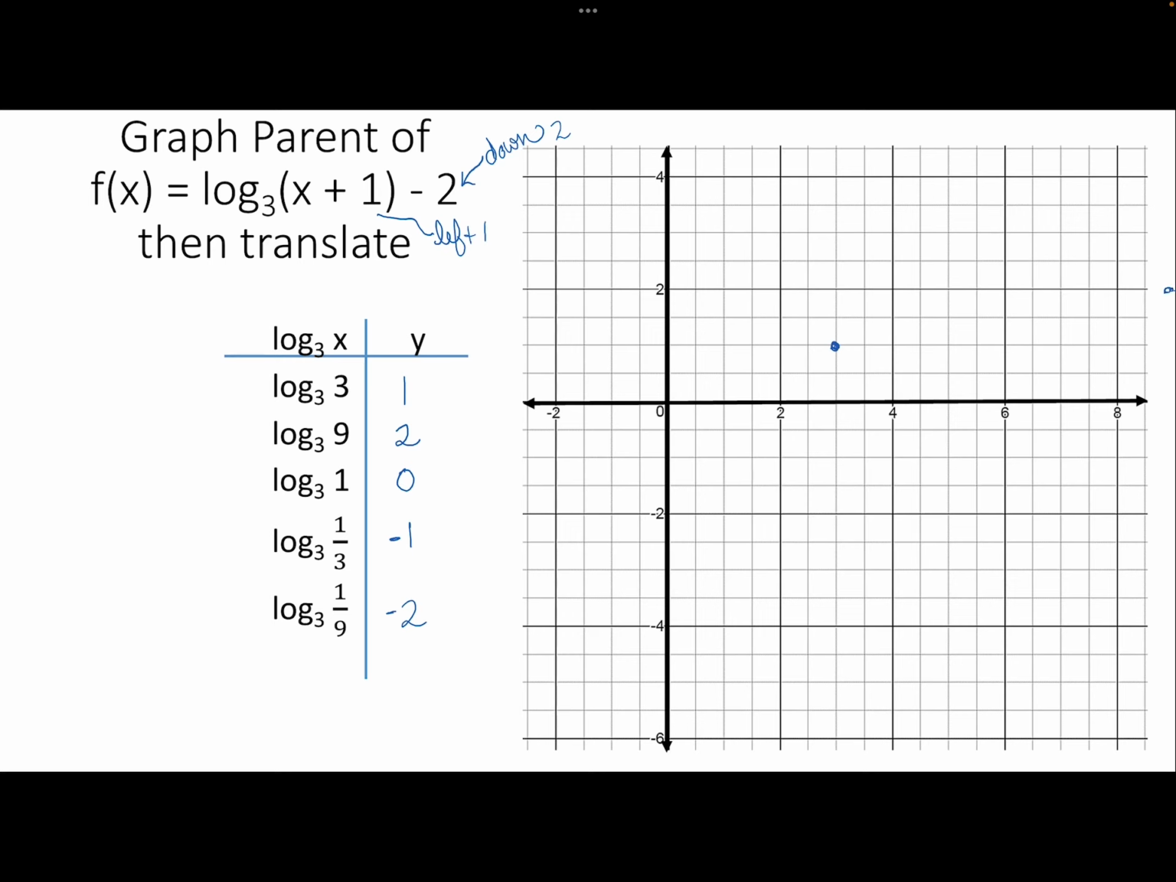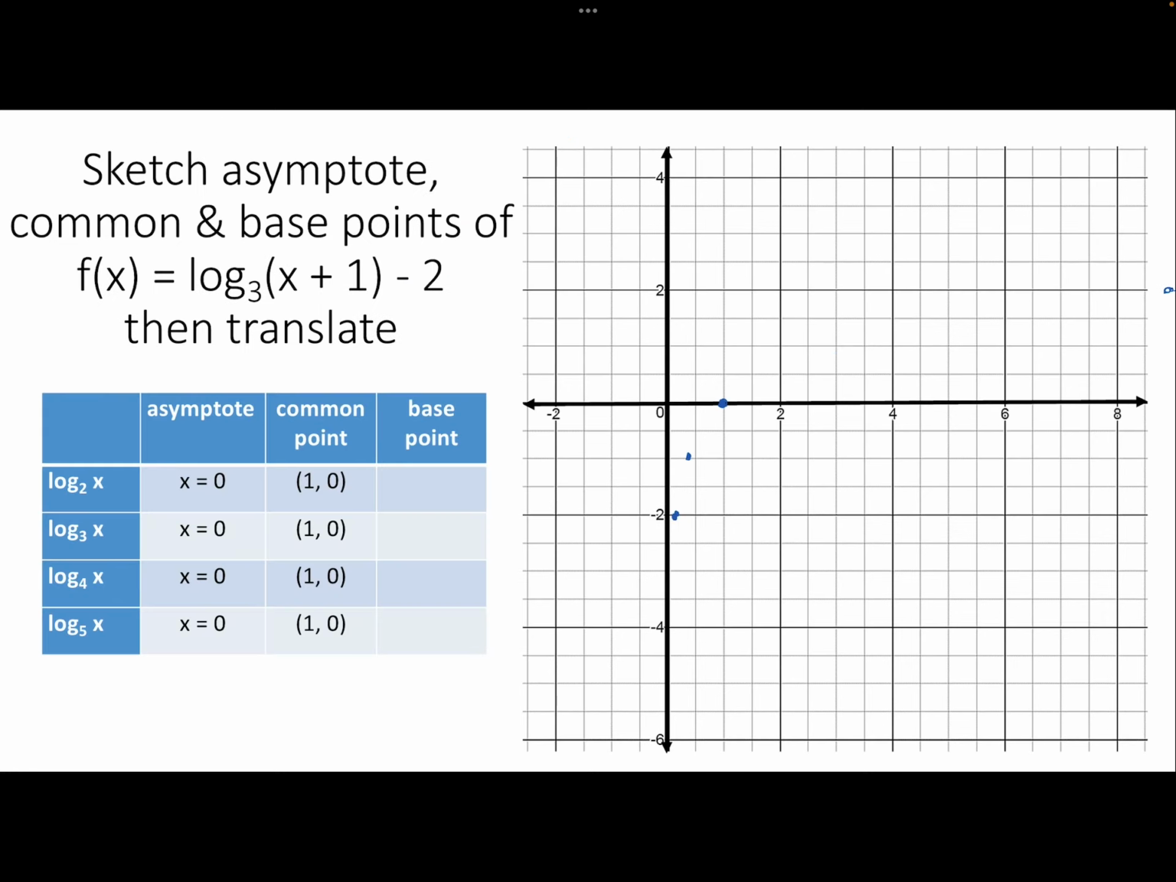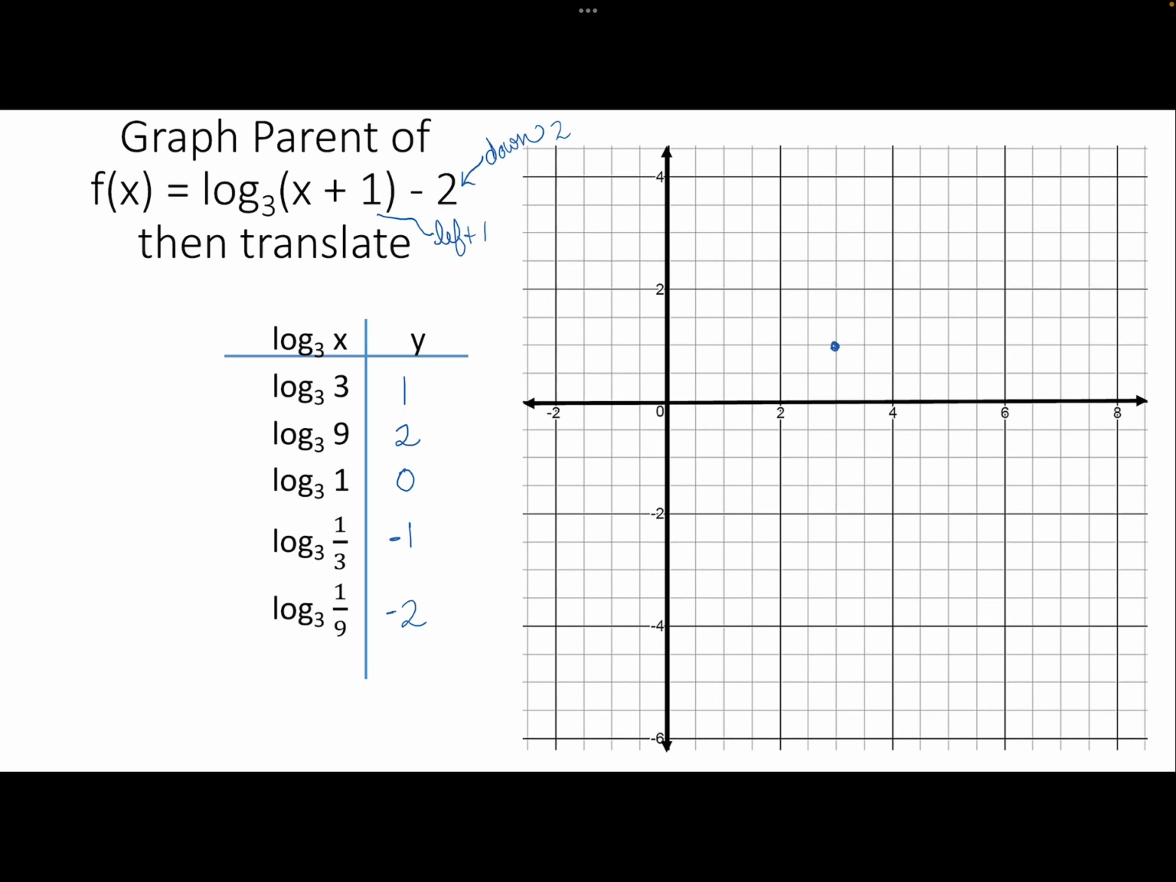And when x is 1, y is 0. And when x is 1/3, so 1/3 of the way over, y is going to be negative 1. So there's a half, this is roughly a third. Here's a 9th at negative 2. And we're going to get really close, 1/27th, 1/81st. So there's that asymptote. I did not graph those well, I advanced the slide accidentally. You'll get the idea though.